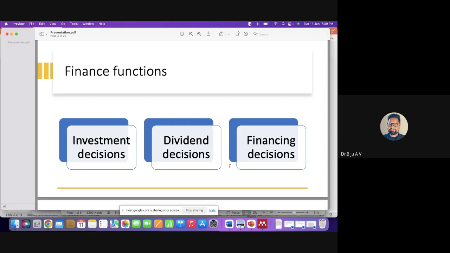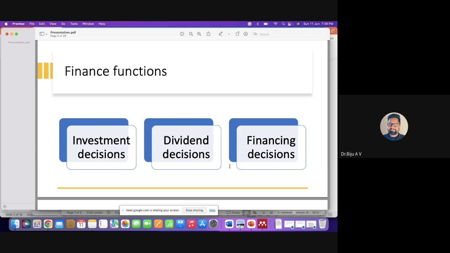And the next decision, the financing decision, is another prominent decision. Financing decision means from where the company can source funds. There are many sources of funds, like equity. A company can collect funds through the issue of equity shares.